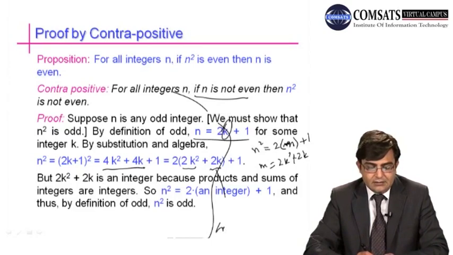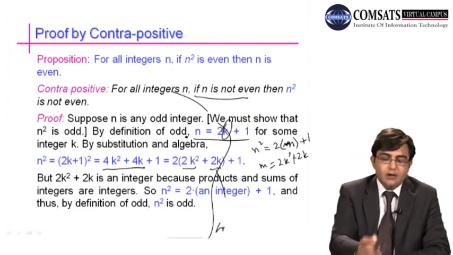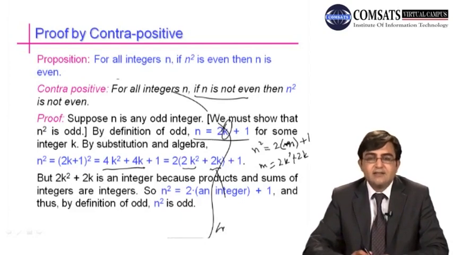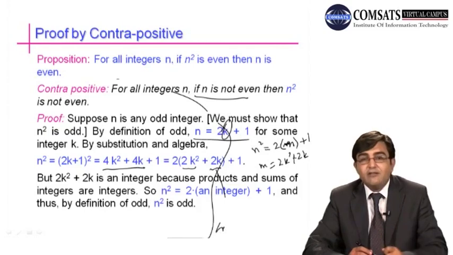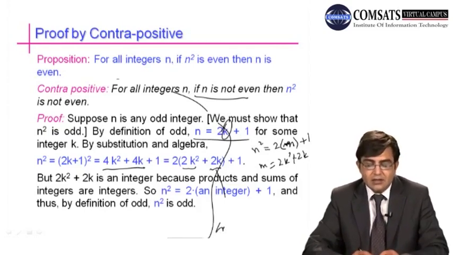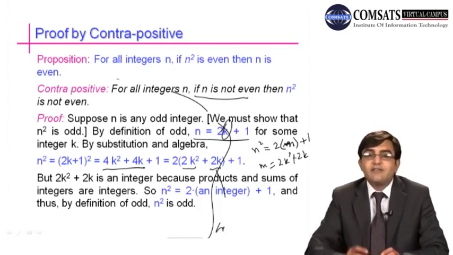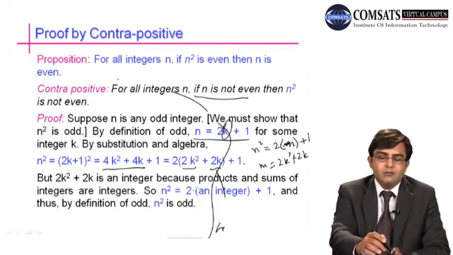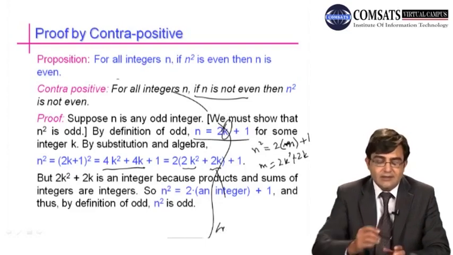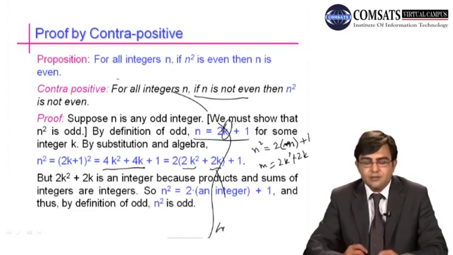So the theorem, the given statement, has been proved: for all integers n, if n square is even, then n is even. As we have studied in logic, the conditional statement and its contrapositive are logically equivalent. We have proved it by using truth tables also. Now, if we succeed in proving that the contrapositive of a statement is true, then its original conditional form will also be true.